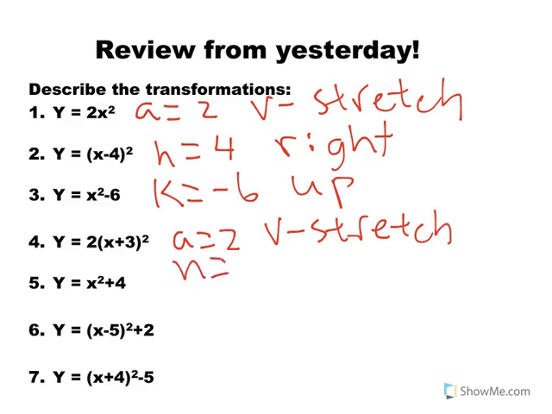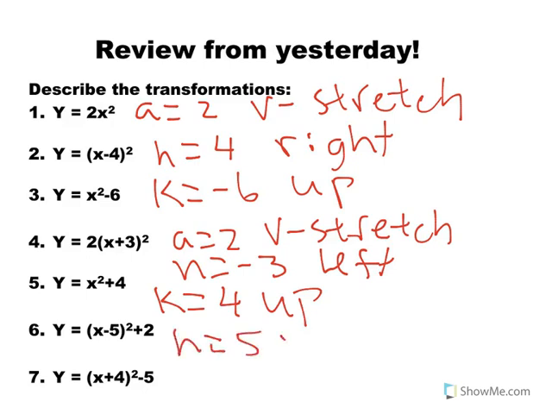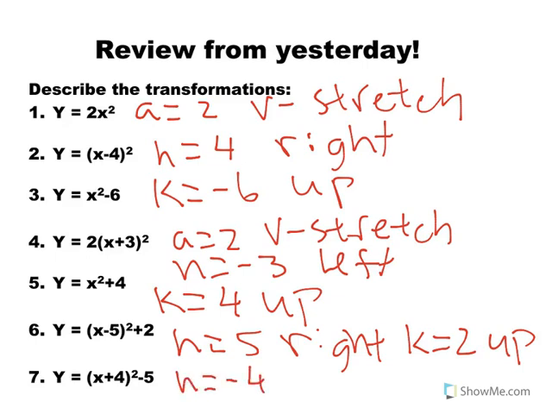And H is a negative 3, so the graph shifts to the left. And number 5, K is 4, so the graph will shift up. And H is 5, so the graph shifts to the right. And K is equal to 2, so the graph shifts up. And H is a negative 4, so going left. And K is a negative 5, so the graph shifts down.